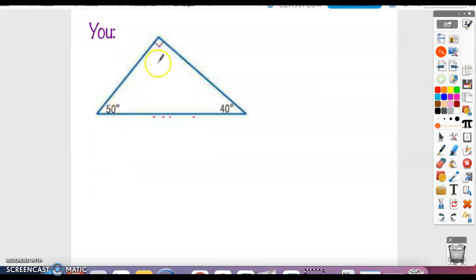Okay, this last one, you guys can see the 90 degrees here. No red lines, so no congruent sides. Okay, so this would be a right angle first, scalene triangle.